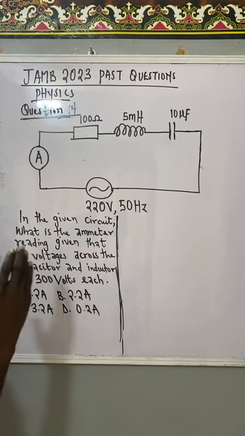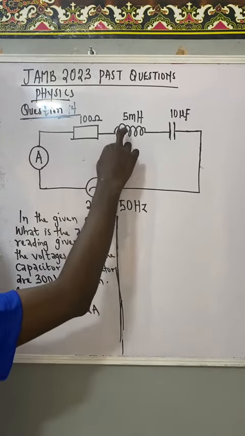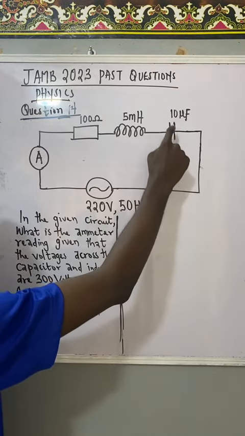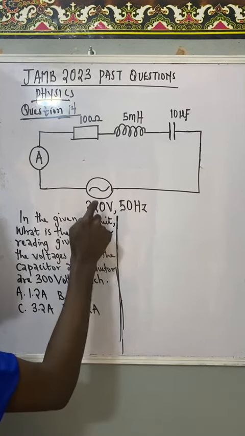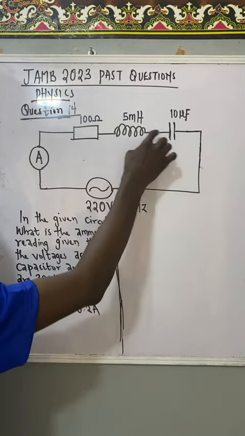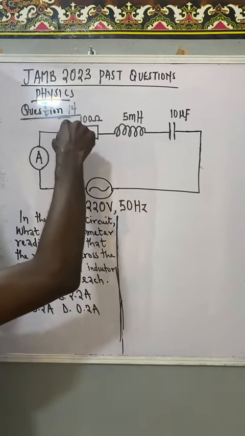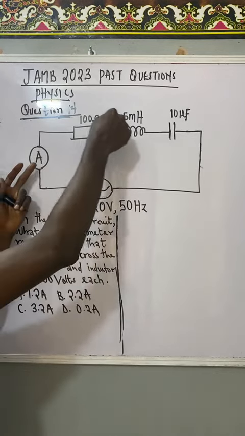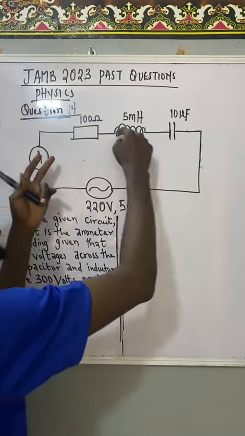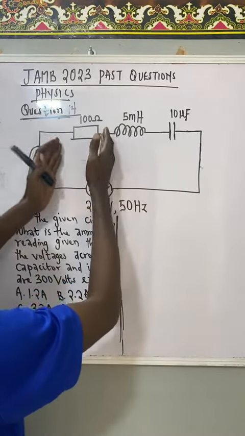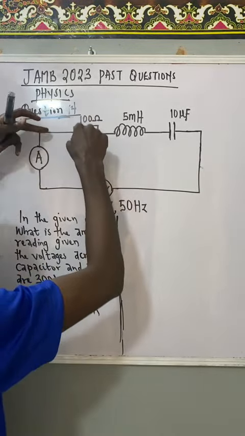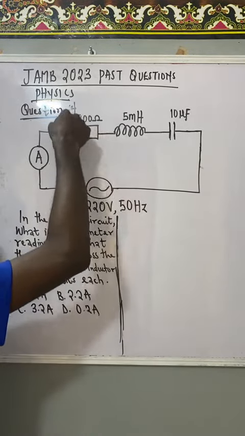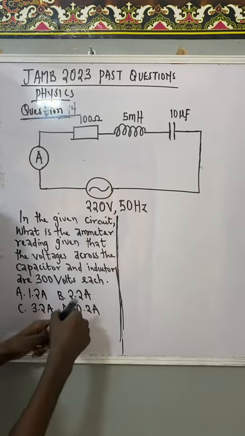Now, since we are given the potential difference across this and the potential difference across this, and we know the effective potential difference, we can use these three to get the potential difference across the resistor, because this one alone can be used to calculate the current flowing in the circuit, since the same current flows through all of them. So if we are able to use this only, we can get the current flowing in the circuit. Now, how do we go about calculating the potential difference across the resistor?